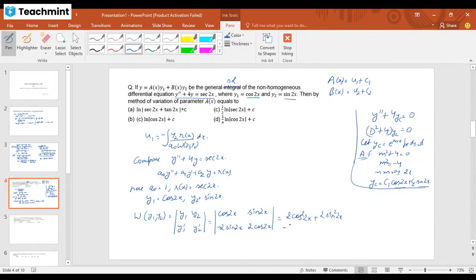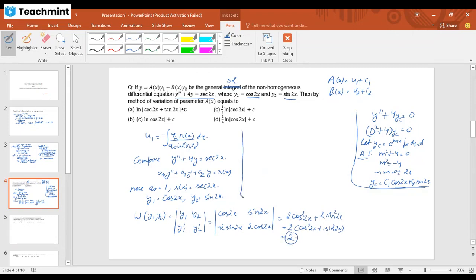So 2 is common, cos square 2x plus sin square 2x. And we know that cos square theta plus sin square theta has value 1, so its value comes out to be 2. So all the values are known to us.